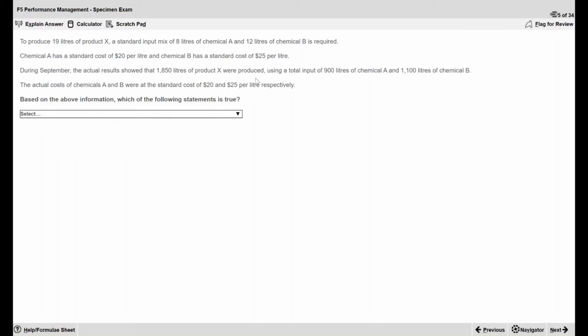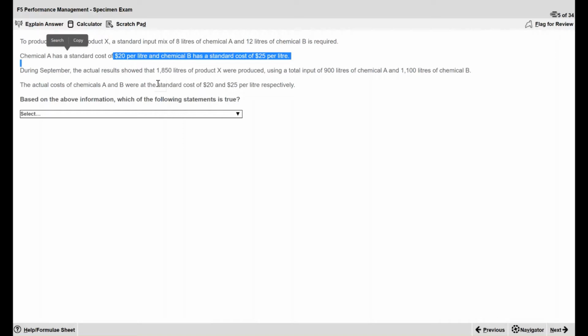Okay, so we are calculating mix and yield variance. Let's read the question again. To produce 19 liters of X, a standard mix of 8 and 12 is required. This is our standard mix. And then the prices are given here. During September, the actual results showed that 1850 liters of X were produced using total input of 900 liters of chemical A and 1100 liters of chemical B.